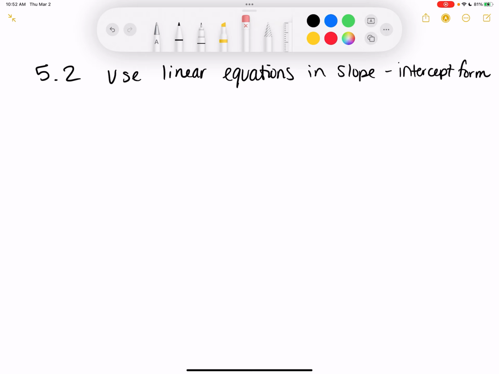Now, they're either going to give you a slope and a point, or they're going to give you 2 points where you have to find the slope and then also find the y-intercept. So they're a little bit more work for what you have to do.